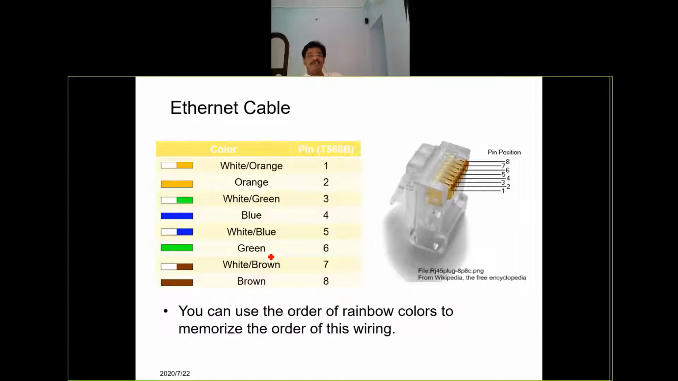Remember this particular sequence. White orange is always connected at pin 1. Orange is connected at pin 2. White green at 3. Blue at 4. White blue at 5. Green at 6. White brown at 7, and brown at 8.